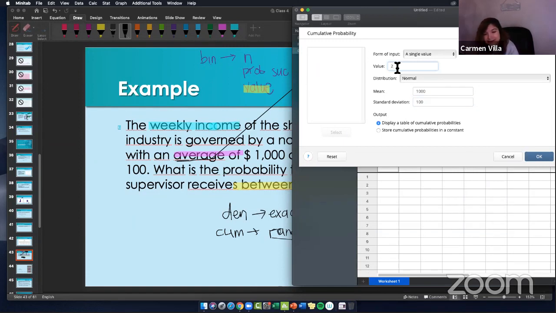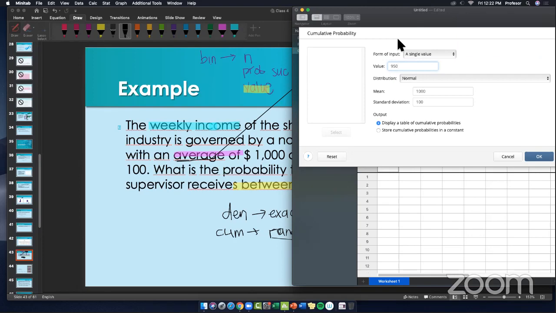The values behave exactly the same as binomial distribution. So if we make it 2, it will be from 0 to 2. If we make it 100, it will be from 0 to 100. In this case, we want from 950 to 1,100. Which values do you think we should input? 950 to 1,100. But it doesn't accept ranges. It's only one value.